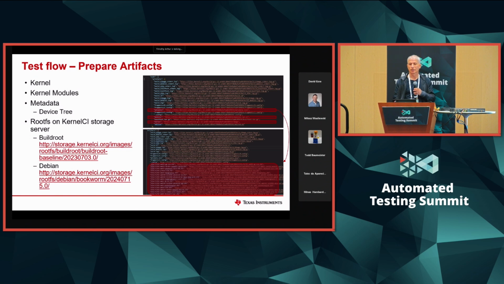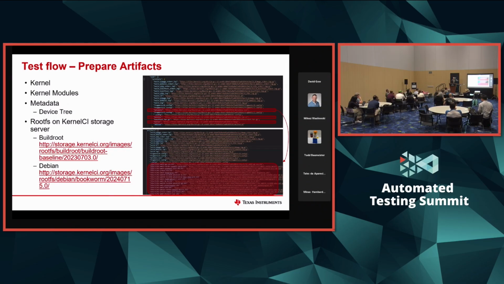Yes? I was curious how often you update the Buildroot or Debian images? I think that's a question for Gustavo, maybe. The answer is I don't know. It's whenever we need to update something that's important for the test. But that's something that's maintained by the KernelCI file system server.